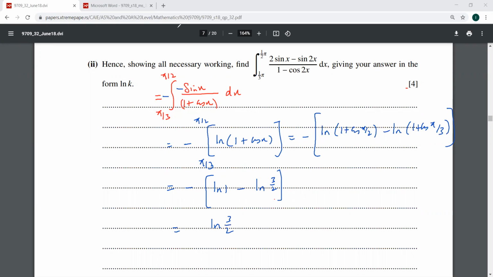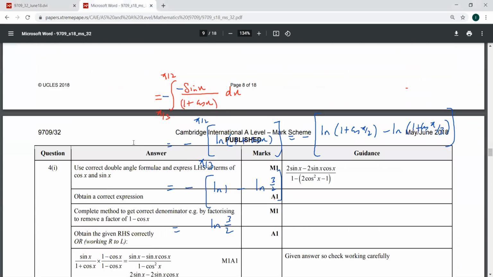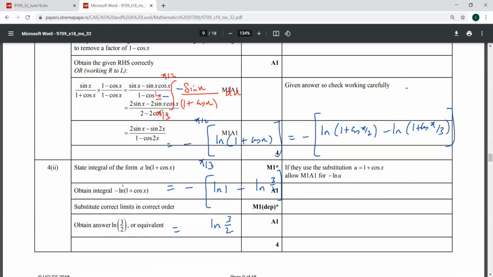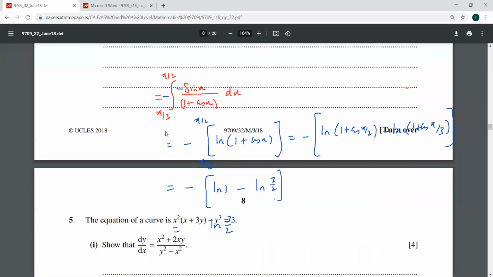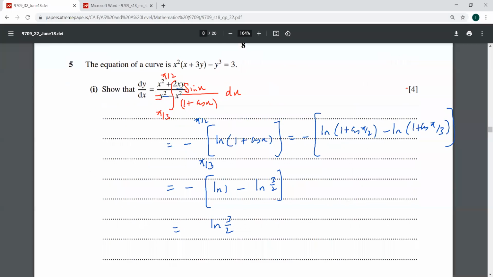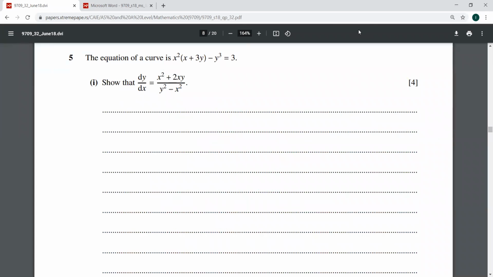That is your answer. Let's check quickly the answer here. This was the fourth question. Yeah, this is ln 3 by 2. Okay, so that's great going. And let's move on to question number 5. Let me clear this.